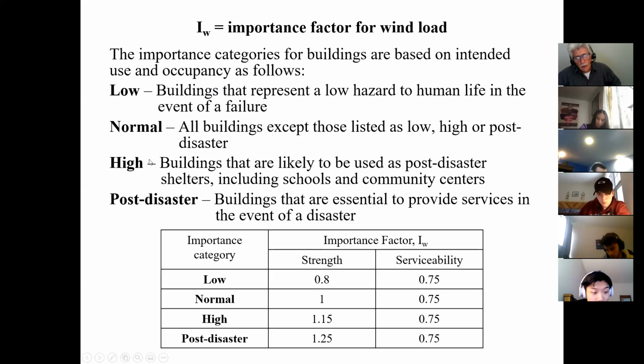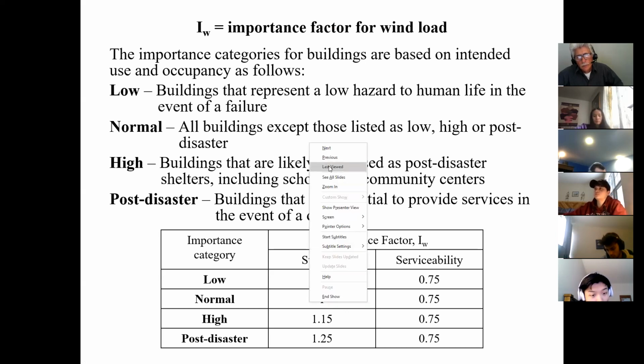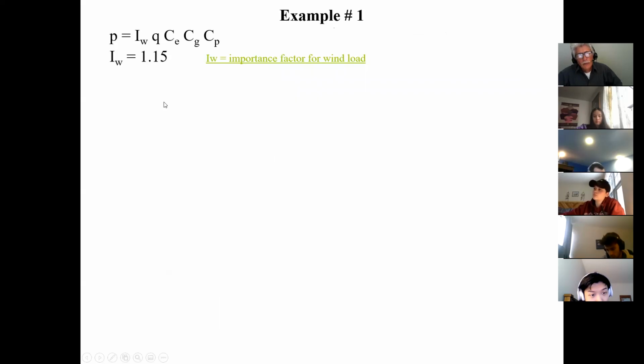So this is where I would come to this table here, and this table comes straight from the National Building Code. I have a school. We know that schools are considered high, and therefore here's the importance factor for the school, 1.15, the same value as we had for the snow. So that's where I get the 1.15.